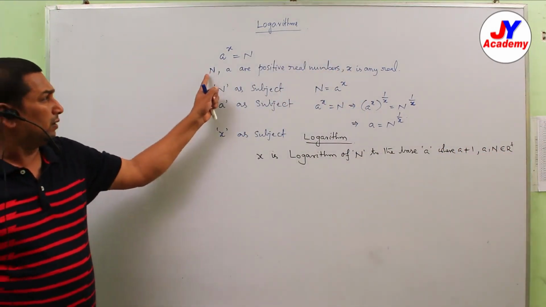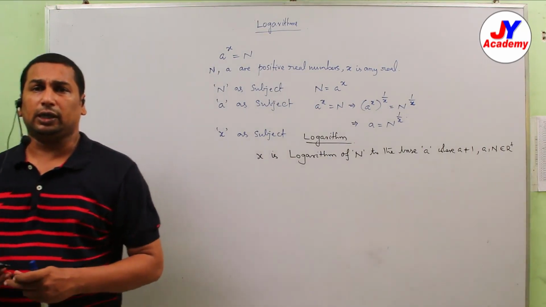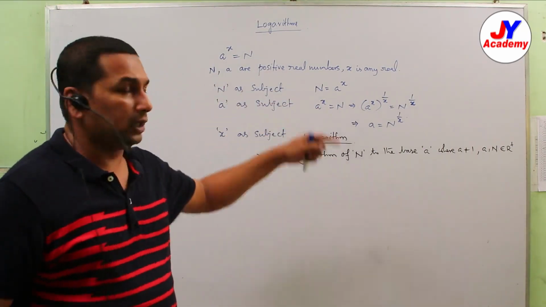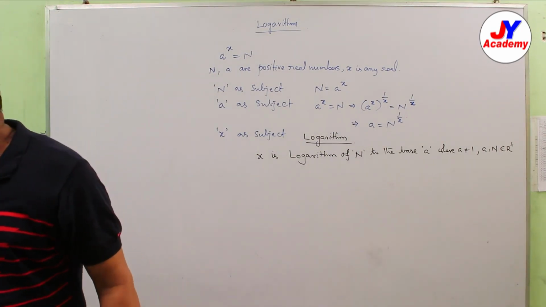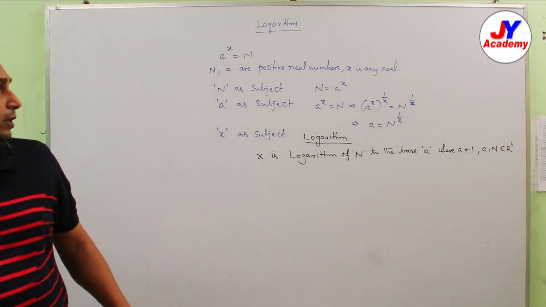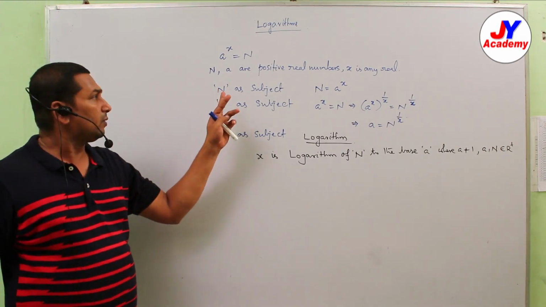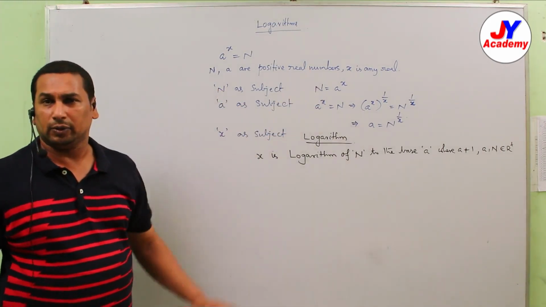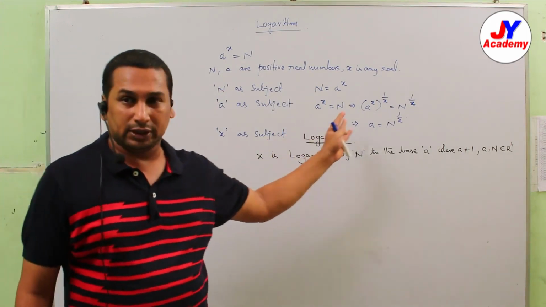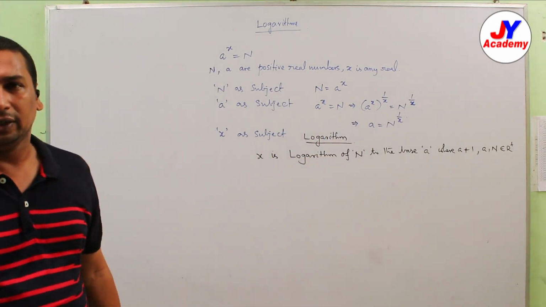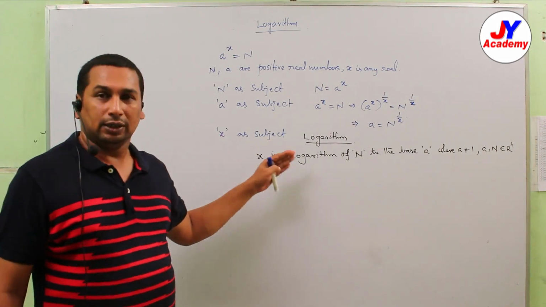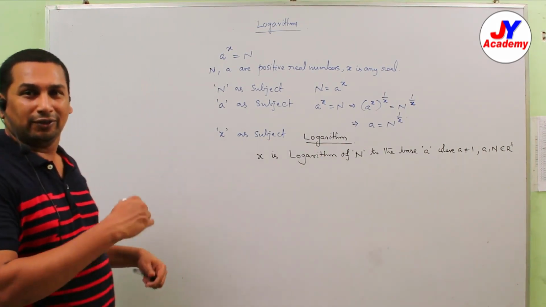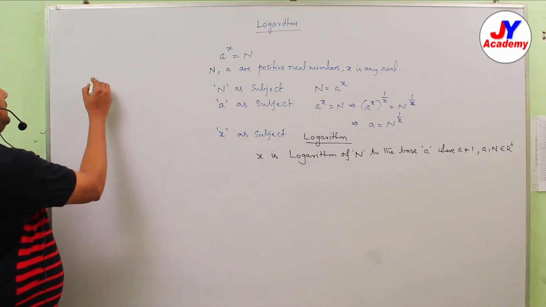Already we mentioned that point: a, n are positive real numbers. x is any real number. So while making n as subject, n is equal to a power x. While making a as subject, a is equal to n power 1 by x. While making x as subject, we have to introduce the word logarithm. So we'll see some examples here.